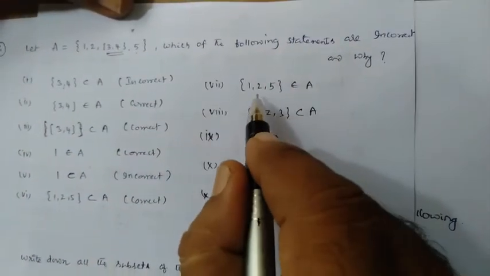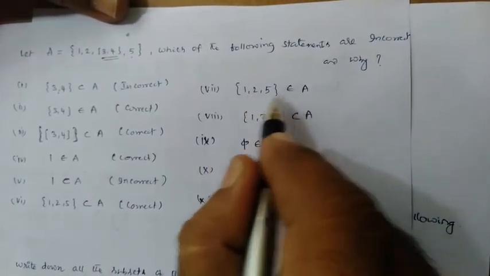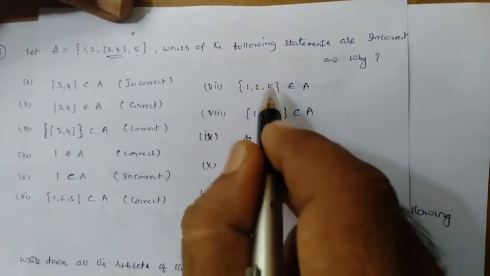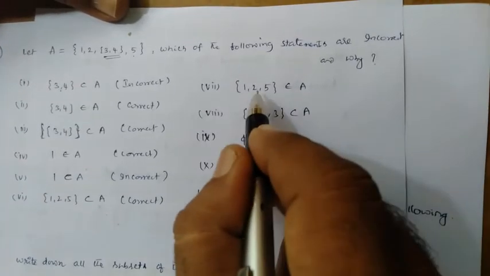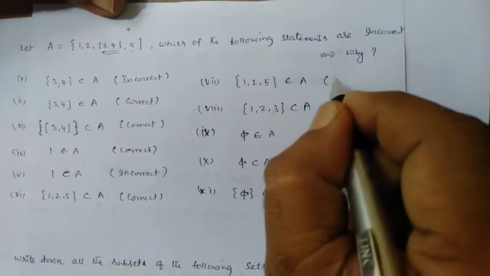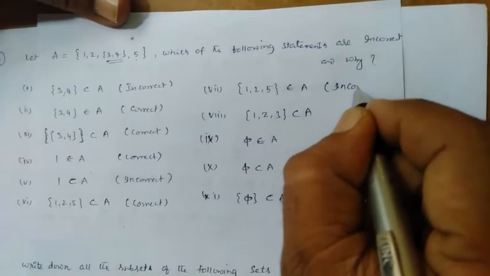Next, {1, 2, 5} is a subset. It is not an element. If it is an element, then I can put that element belongs to the set. So {1, 2, 5} belongs to A is not a correct statement. So it is an incorrect statement.